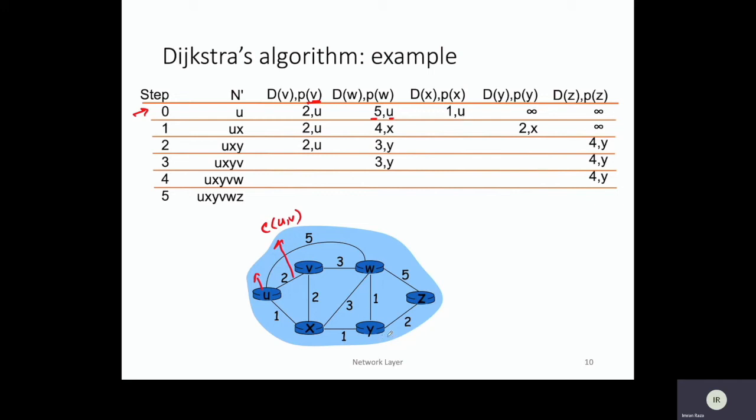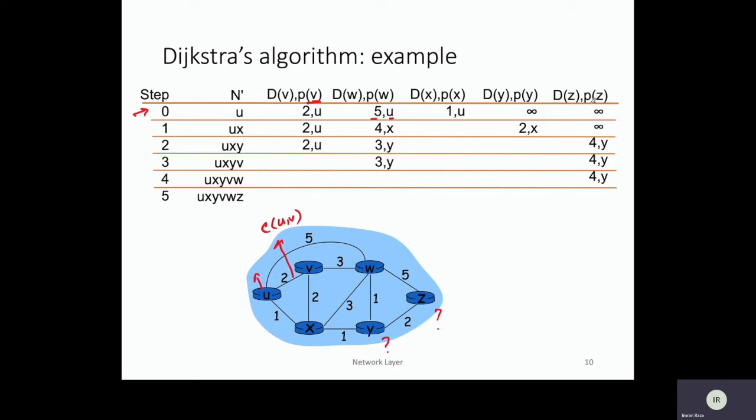So what do you think? What's the cost to reach Y in this initialization step? We don't know, right? Its cost is infinity. Why? Because Y is not the direct neighbor of U, and similarly, Z is not the direct neighbor of U. So that's why the cost to reach Y and Z is infinity.